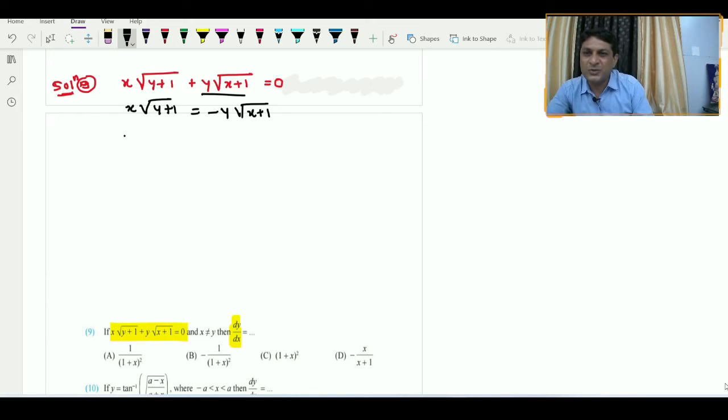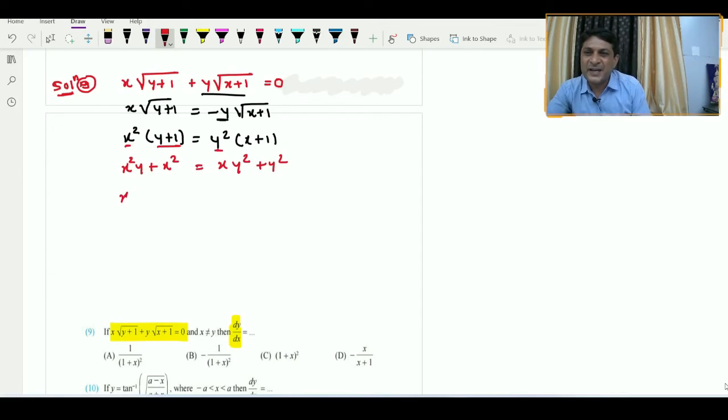We are squaring both sides. On this side we will get x square, and if we square the second term, the root will get eliminated. On this side the square of minus y is plus y square, and here also the root will get eliminated. We will get x plus 1. Now I am multiplying x square to both terms in this bracket. So we will get x square y plus x square. Parallelly I am multiplying y square to both terms in this bracket. So x y square plus y square.